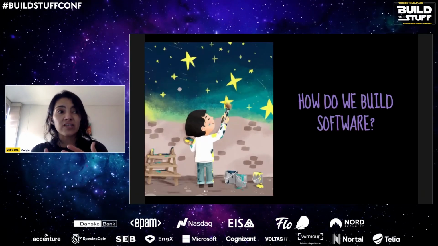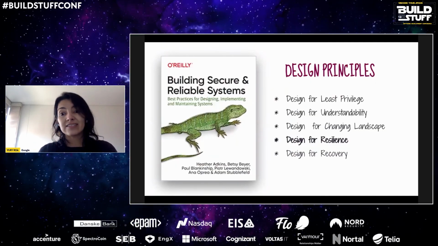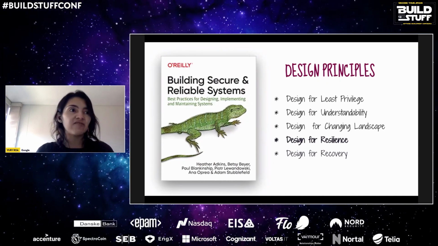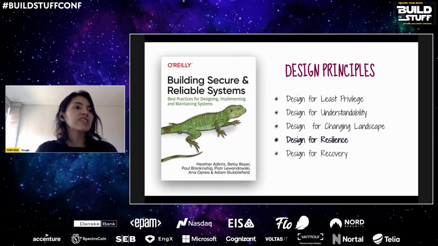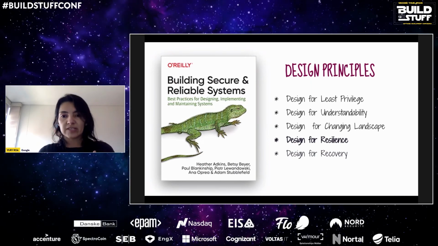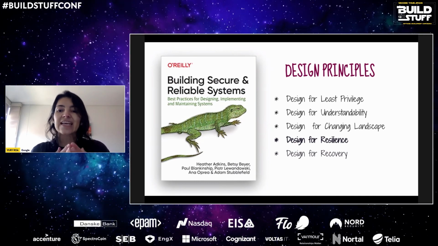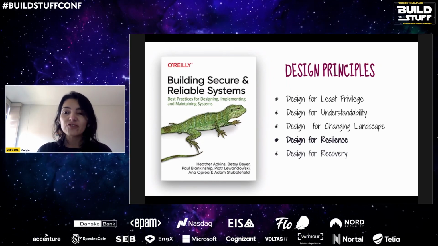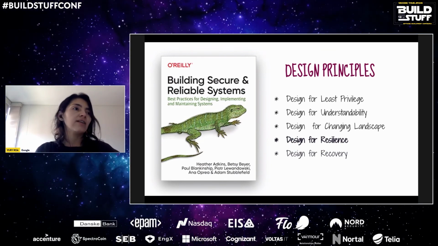So let's begin by talking about how we build software. The Building Secure and Reliable Systems book is an excellent reference for studying resilience and reliability in each development stage. For example, the book explains the principles for designing for resilience, which are perfect and equally important when you are implementing a system. I am talking about these principles: design for least privilege, design for understandability, design for a changing landscape, design for resilience, and design for recovery. As you notice, resilience is present while you are designing software.